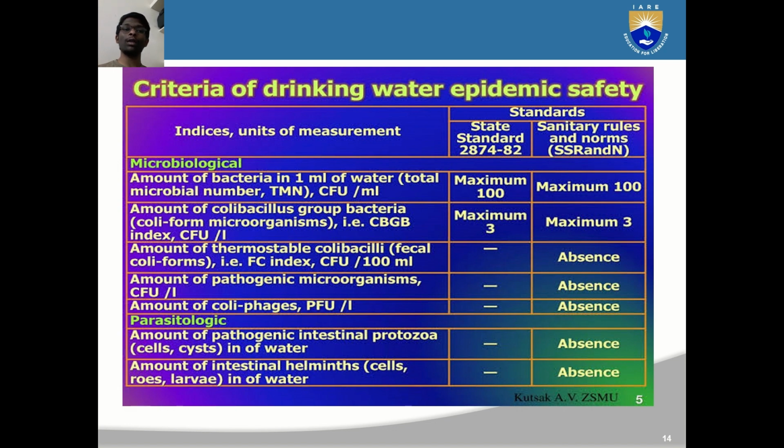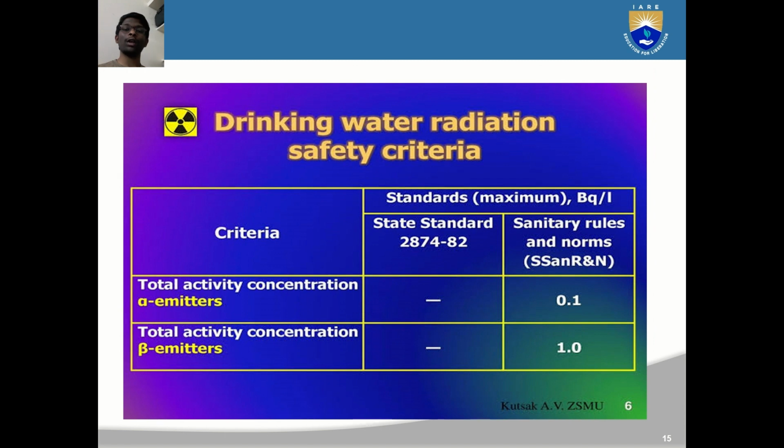Now coming to the radiation criteria required for drinking water. Drinking water radiation safety criteria. Standards maximum, becquerel per liter. State Standard 2874-82 and Sanitary Rules and Norms, SSR and N. Total activity concentration from alpha emitters: in state standards it is nil, in sanitary rules it is 0.1. Total activity concentration from beta emitters: at the state standard it is nil and at sanitary rules it is 1.0.